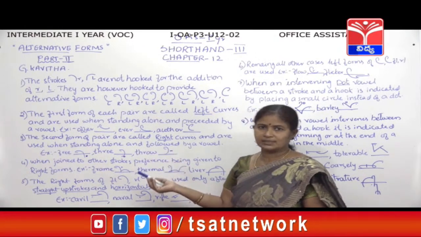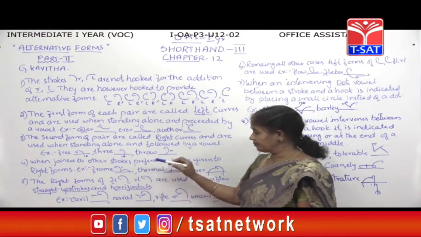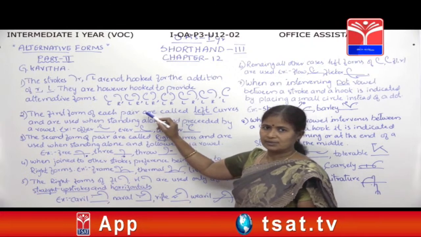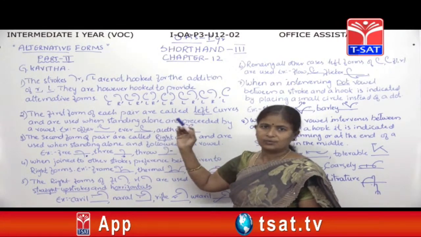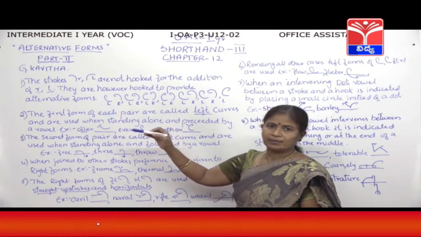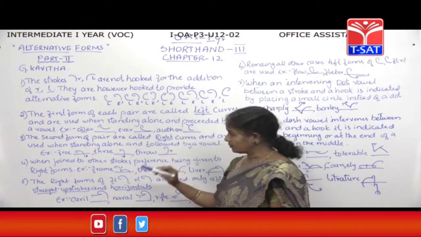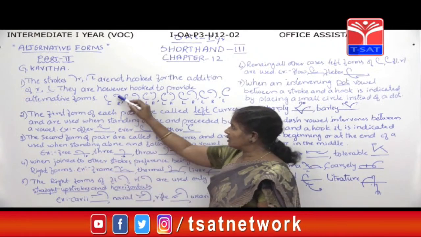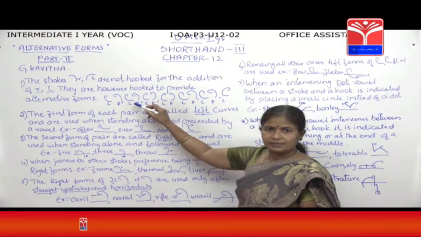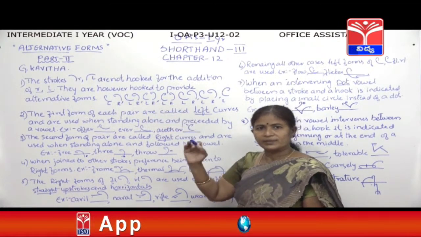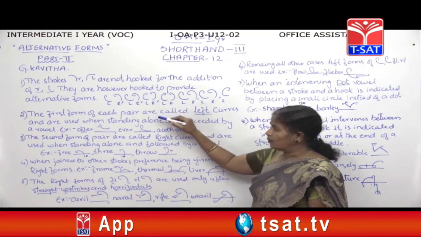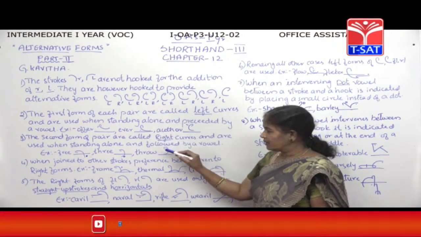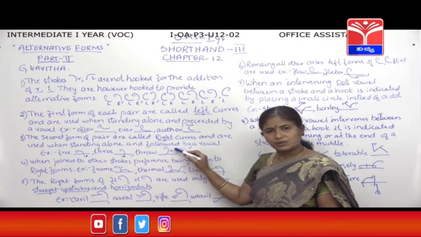Vowel comes after, so we use right forms. Why do we use left forms above? Because they are standing alone and a vowel is before it, we use left forms. When joined means what? When these curves, either left curves or right curves, join with the other strokes. Here what do we see? When standing alone, preceding, we use left forms. When standing alone, following, we use right forms.